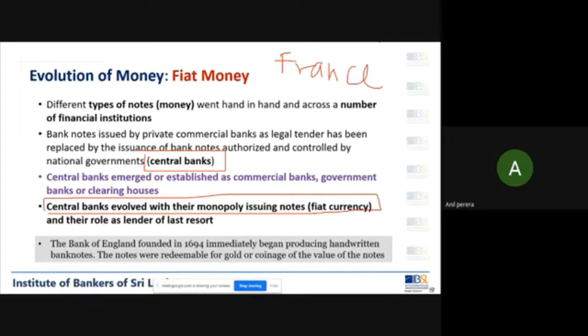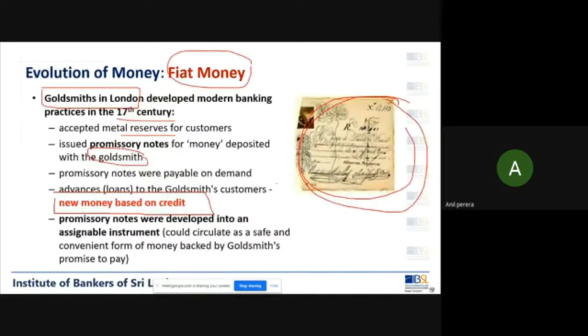As a result, the first central bank was founded around 1664 in Sweden. But the most famous and most modern type of central bank was created in the UK. We call it the Bank of England, created in 1694, which began producing handwritten banknotes. So they issued not printed banknotes or currency. They are handwritten banknotes. Even if you look at this one, it's handwritten, not printed.